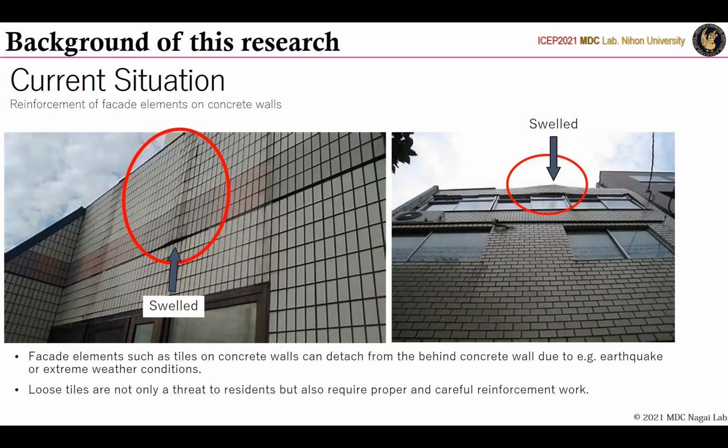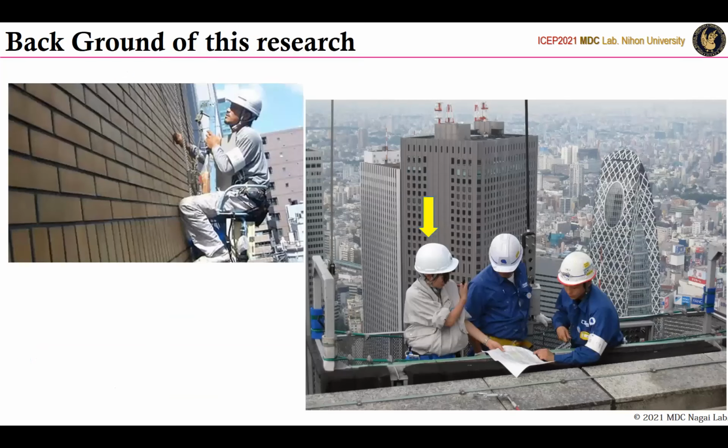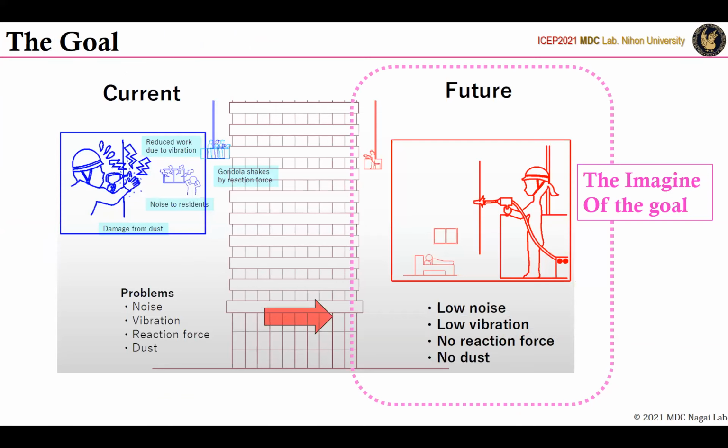As explained earlier, such construction has problems of noise and vibration. Work on the exterior wall performed from a gondola also has a reaction force, like this, which may be dangerous to the operator.